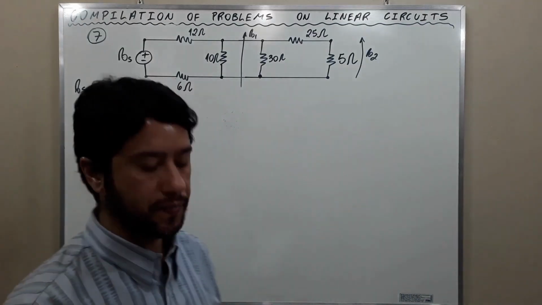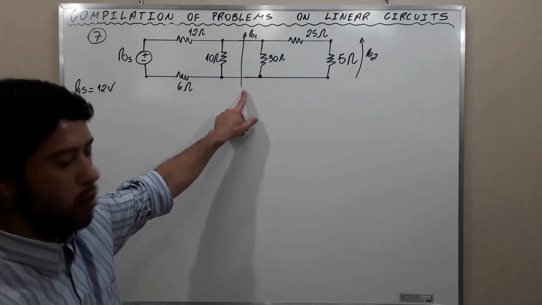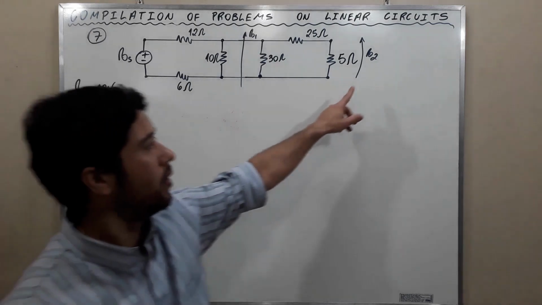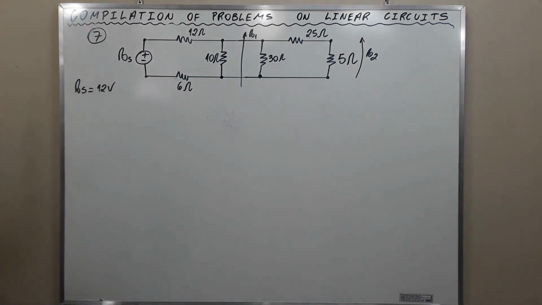Question 7. Letter A. Find the voltages V1 and V2 for the circuit shown on the board by combining resistances in series and parallel.